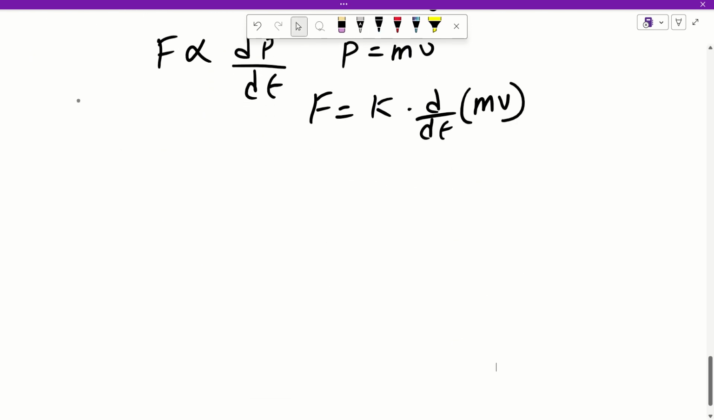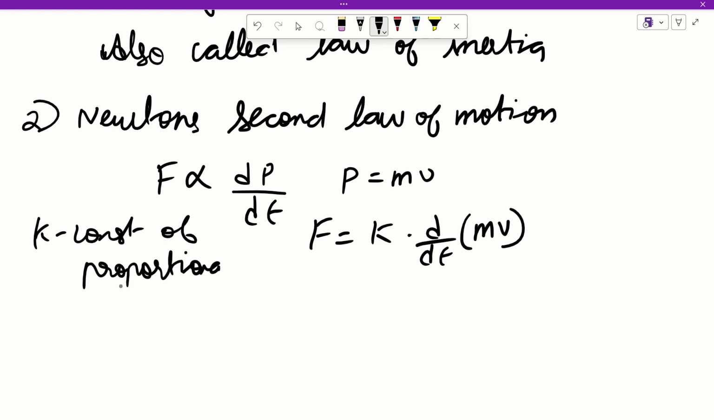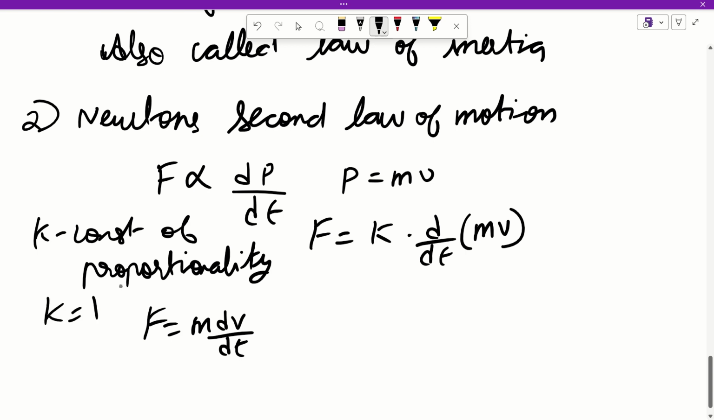Here k is the constant of proportionality. Its value is 1 in the SI and CGS systems. So F is equal to m into dv by dt. That's how I got this equation: in the SI and CGS systems, the value of k is equal to 1, so F is equal to m into dv by dt. We know what dv by dt is. It is equal to m into a.